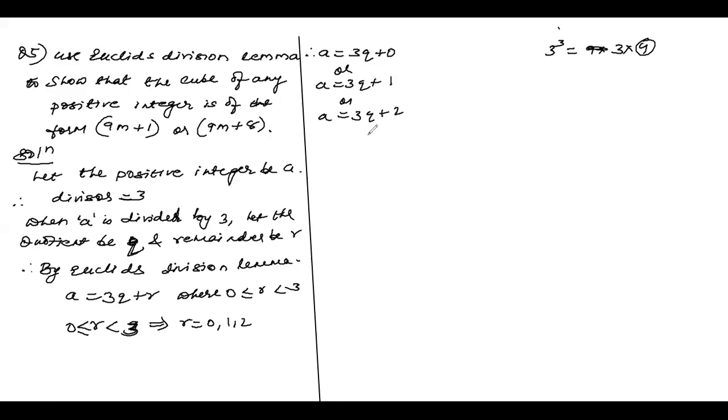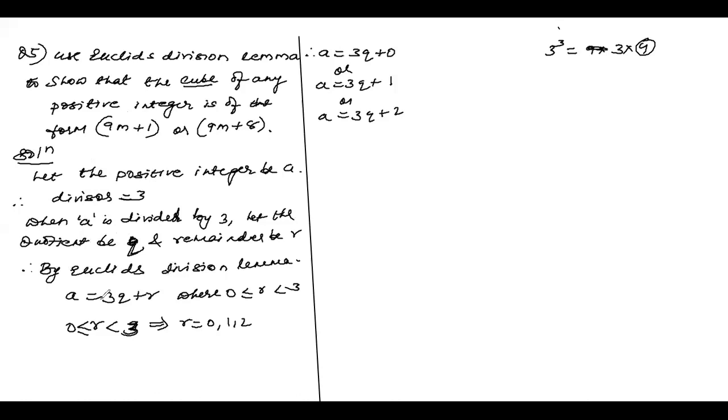You can clearly see, once again, let the positive integer be a. The divisor is 3, and I told you why. This is the common sense I applied, because ultimately I need the cube. When I do 3 cube, I get 27, so 9 will always be a factor of it. Are you getting me here? So the best idea is, instead of going for 9, let the positive integer be a with divisor 3, quotient q and remainder r.